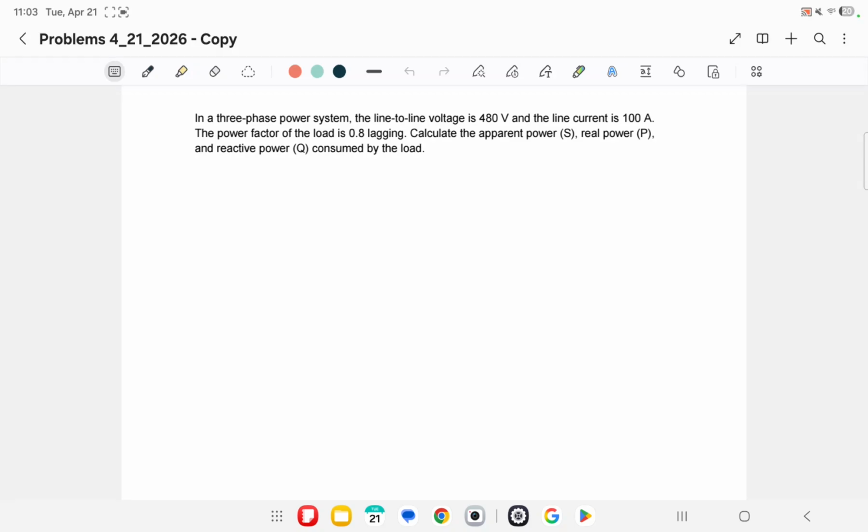Okay, so today's problem. In a three-phase power system, the line-to-line voltage is 480 volts, and the line current is 100 amps. The power factor of the load is 0.8 lagging. Calculate the apparent power, real power, and reactive power consumed by the load.